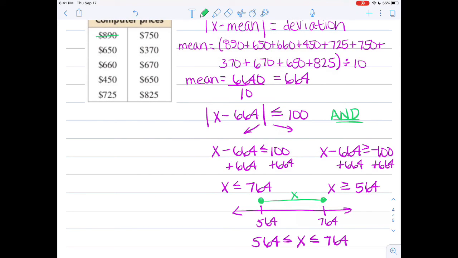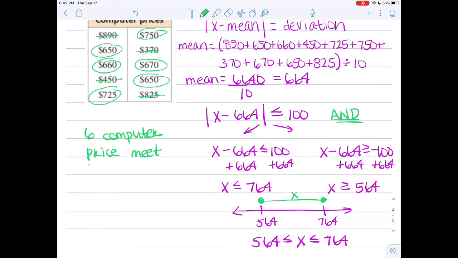$890, too big. $650 is okay, so is $660. $240, too small. $725 is okay. $750 also okay, but that one's way too cheap. $670 is good, $650 is good, $825 is a little on the high side. So we have 1, 2, 3, 4, 5, 6. We have 6 computer prices that meet the condition.